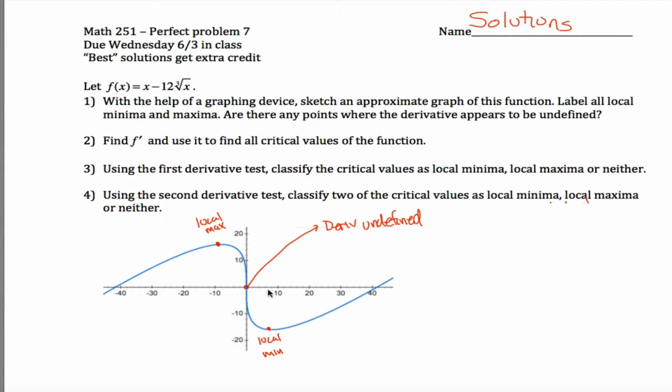It's true. The reason the derivative is undefined right here is because the slope of the tangent line, well, if you were to draw a tangent line right here, it would be a vertical line. It's a little bit hard to see with the picture. That's why I said where it appears to be. Derivative undefined, tangent line is vertical.